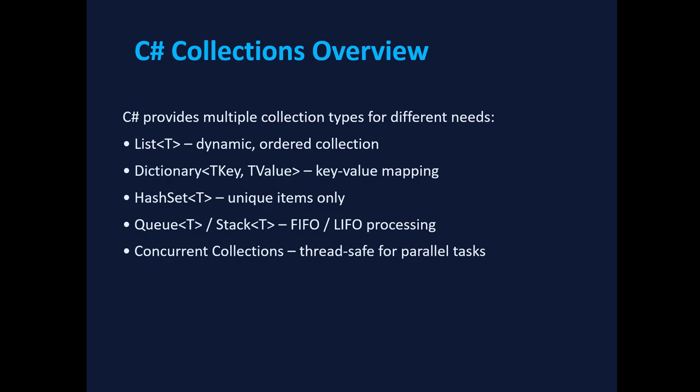That's called a List: a dynamic, ordered collection. Dictionary: key-value mapping. HashSet of T: unique items only. Queue and Stack: FIFO and LIFO, first in first out, last in first out processing. And concurrent collections: thread safe for parallel tasks. So I'm going to talk about this. Let's start.